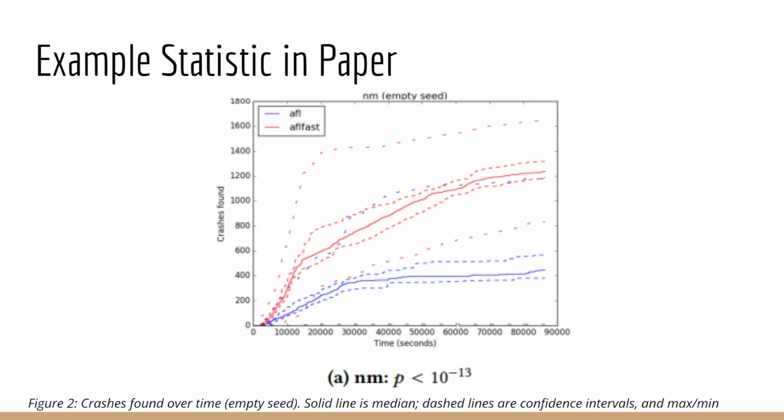But if you do a statistical test with enough runs, you get a p-value that is extremely small, so therefore it's statistically significant. And now you can conclude that, at least for this target program, AFL generally finds fewer crashes than AFL fast.